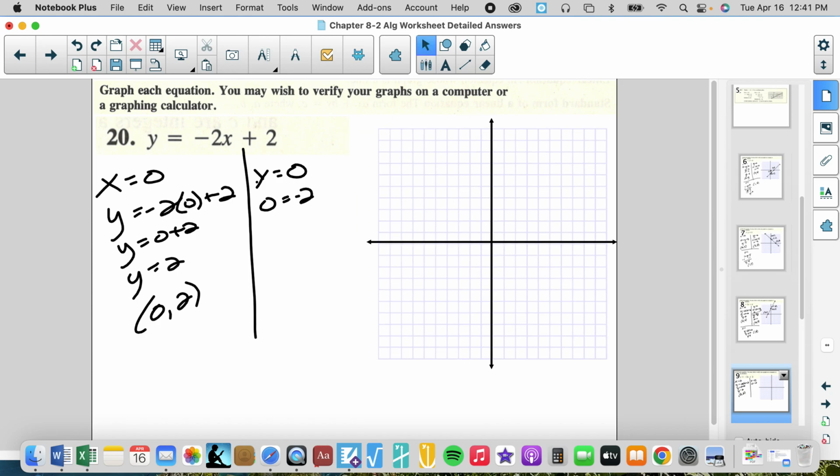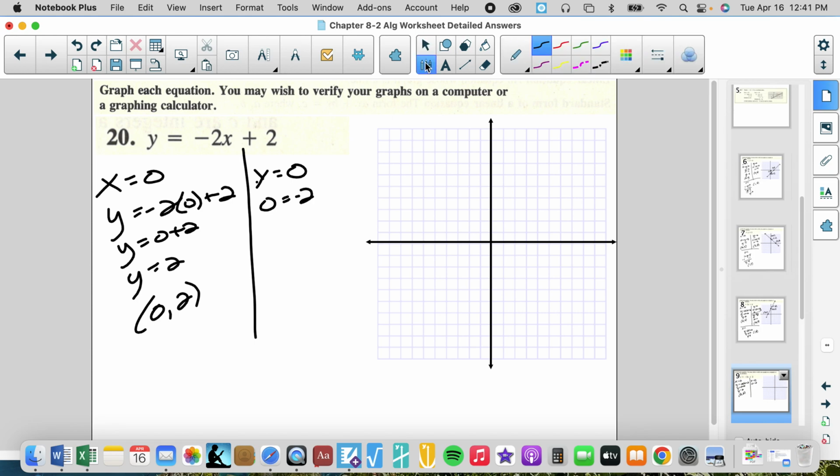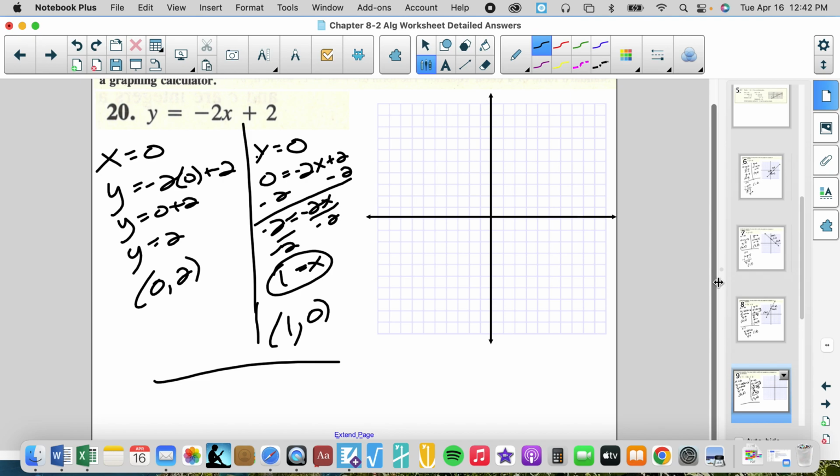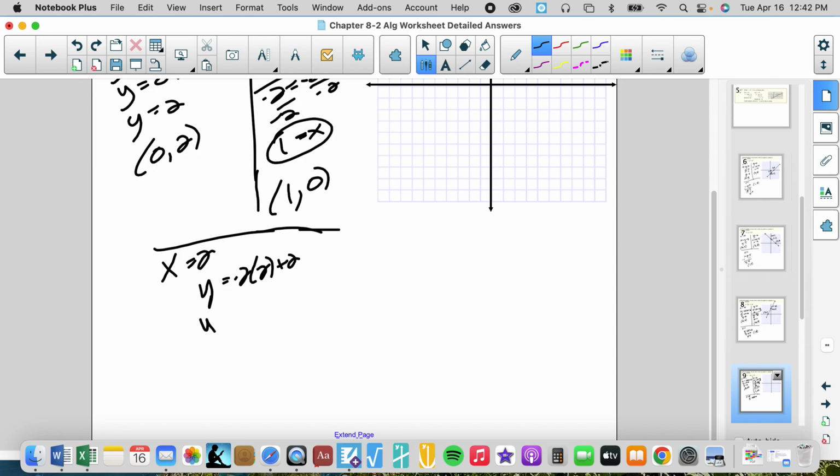Just wanted to move this over a little bit. Y equals -2x plus 2, subtract 2, you get -2 equals -2x, divide by -2, 1 equals x, and we get the point 1, 0. When x is 1, y is 0. Let's plug in 1. Oh no, we can't plug in x is 1. We already have that right there, so that would have been redundant. So we have to plug in x is 2. Y equals -2 times 2 plus 2, which gives us y equals -4 plus 2, or y equals -2. When x is 2, y is -2.